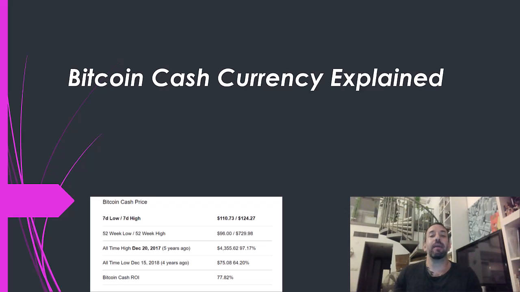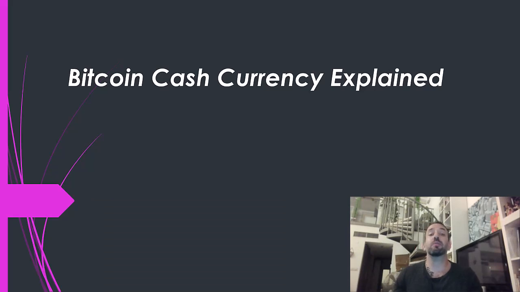Its all-time high happened on December 20th and was $4,355, but currently it's traded at a much lower level, slightly above $100. Having said that, the coin is there and alive, and you can still trade it in all of the biggest exchanges under the symbol BCH. So that was the basic explanation of what Bitcoin Cash is.